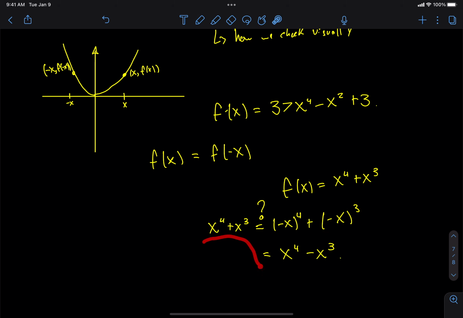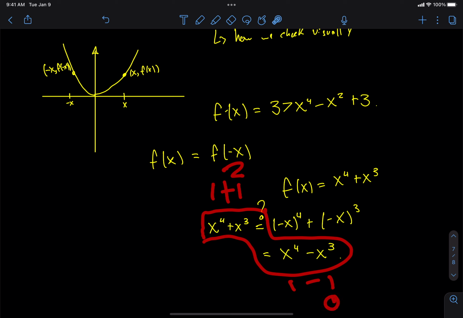So these two things are actually not equal to one another, are they? Why not? Just take x equals 1. If I do 1 plus 1, that's 2. If I do 1 minus 1, that's 0, right?